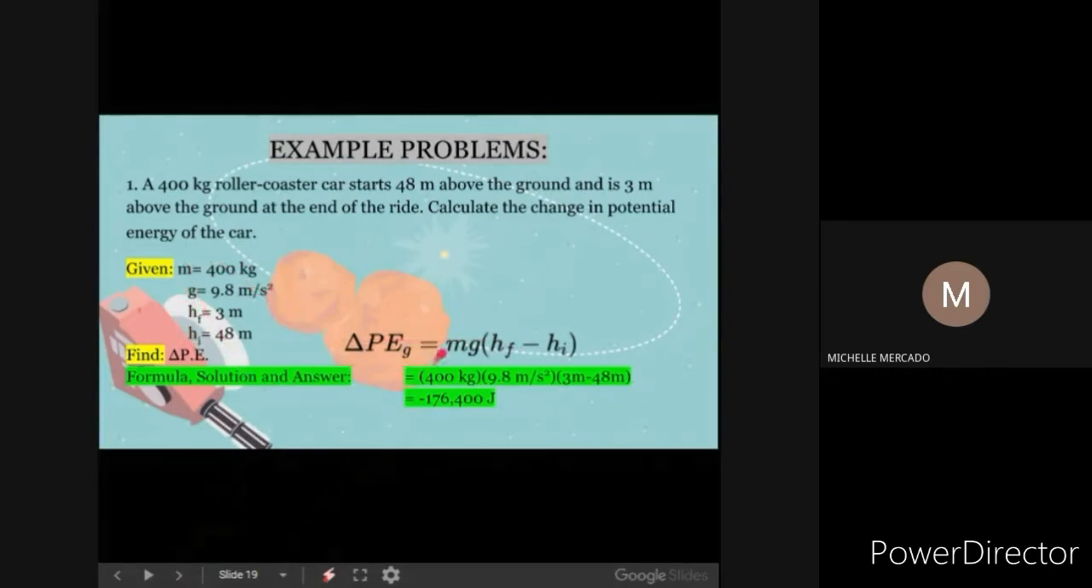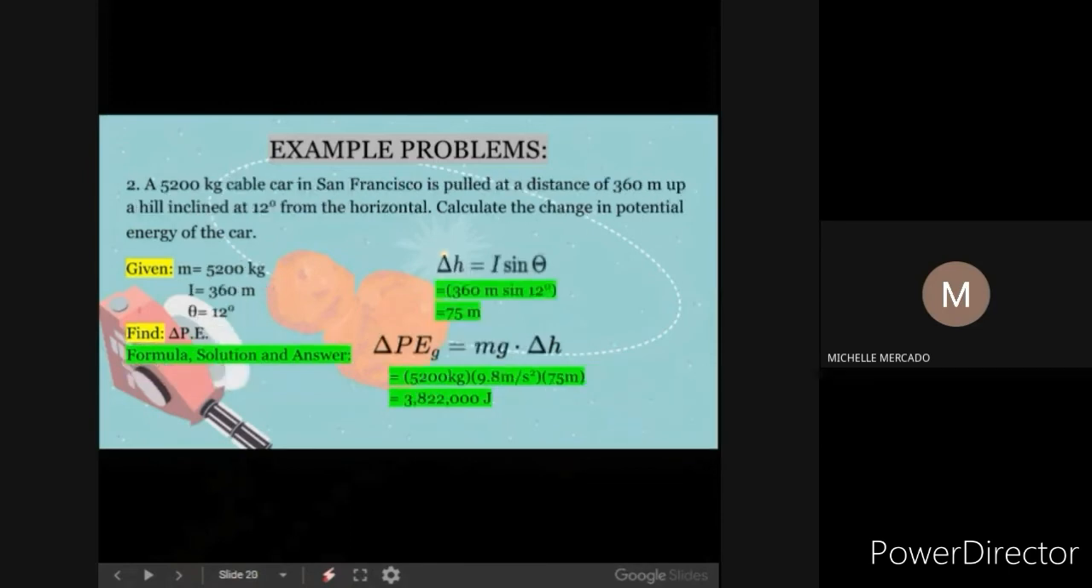Transpose lang natin yung given. Ang given mass natin is 400 kilograms. Ang given gravity natin is 9.8. Then ang given final height natin is 3 meters, and initial height natin is 48 meters. So, 400 kilograms times 9.8 meters per second squared multiplied by 3 meters minus 48 meters. The answer will be negative 176,400 joules.